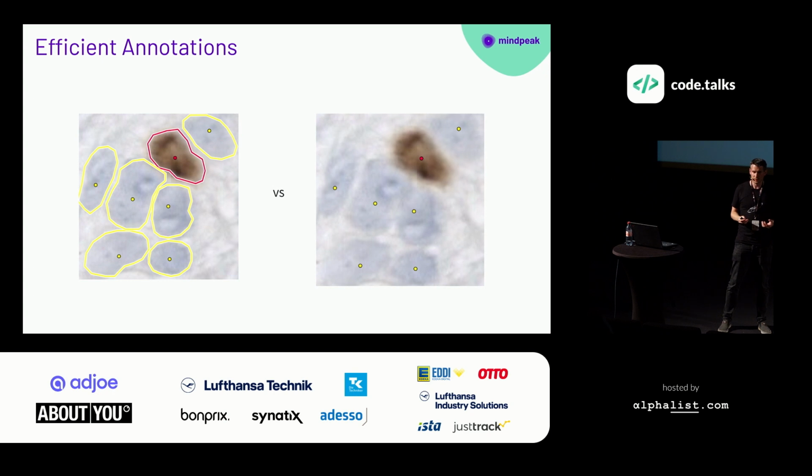And the alternative is that you just tell them, okay, just put a dot in the center of the cell with the class of the cell, but we don't care about the outlines. And that depends on what you want to do, right? So if you want to exactly know the borders, then of course you need to go for something like this. But if you're just interested, like in a lot of our applications, in counting the number of specific types of cells, then you're also fine with this way of annotation. And you can use that because it's much faster.